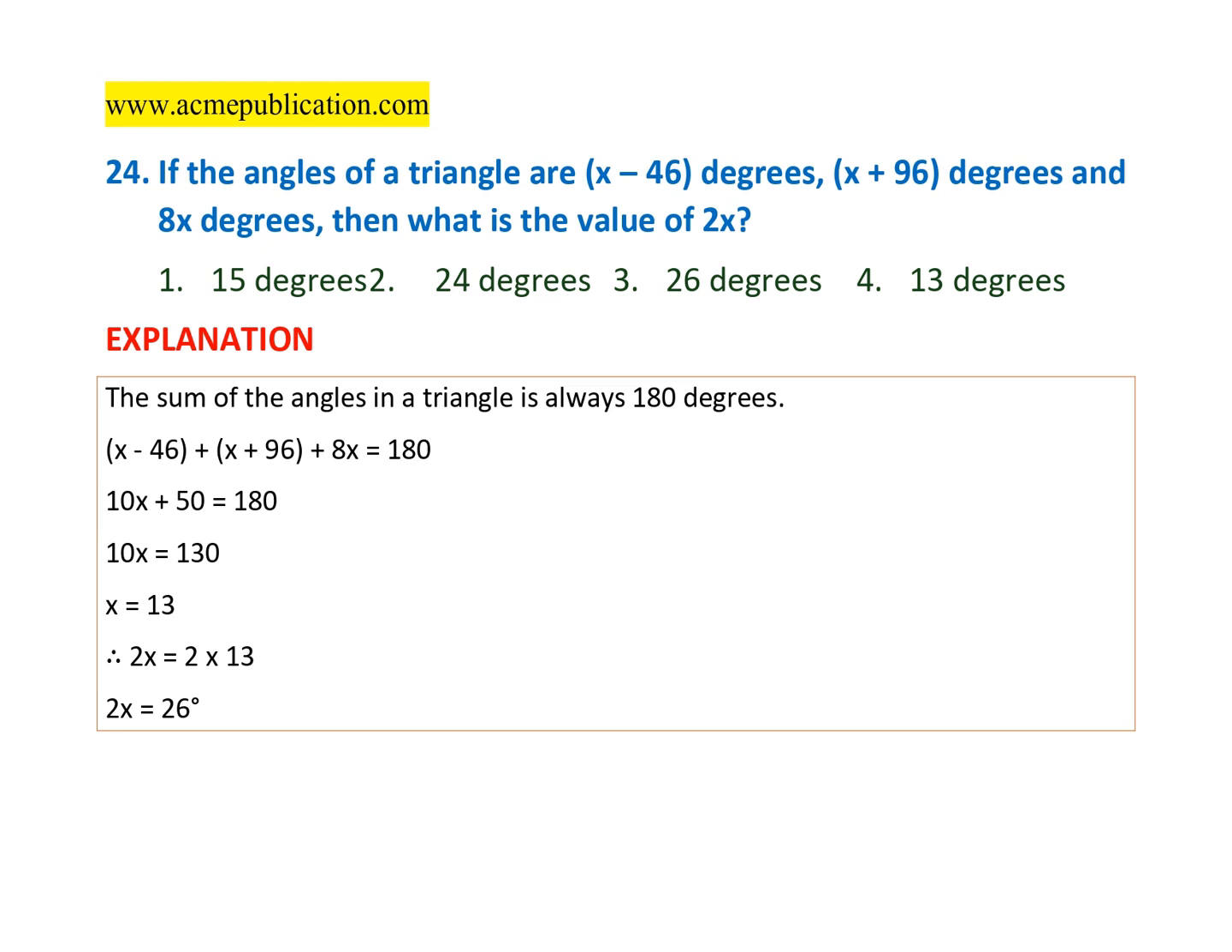If the angles of a triangle are x minus 46 degrees, x plus 96 degrees, and 8x degrees, then what is the value of 2x? So, as we know, the sum of all the angles of a triangle is 180 degrees, and putting the value of all these angles in this equation, we can easily find out the value of x, that is 13. So, 2x will be 26 degrees.